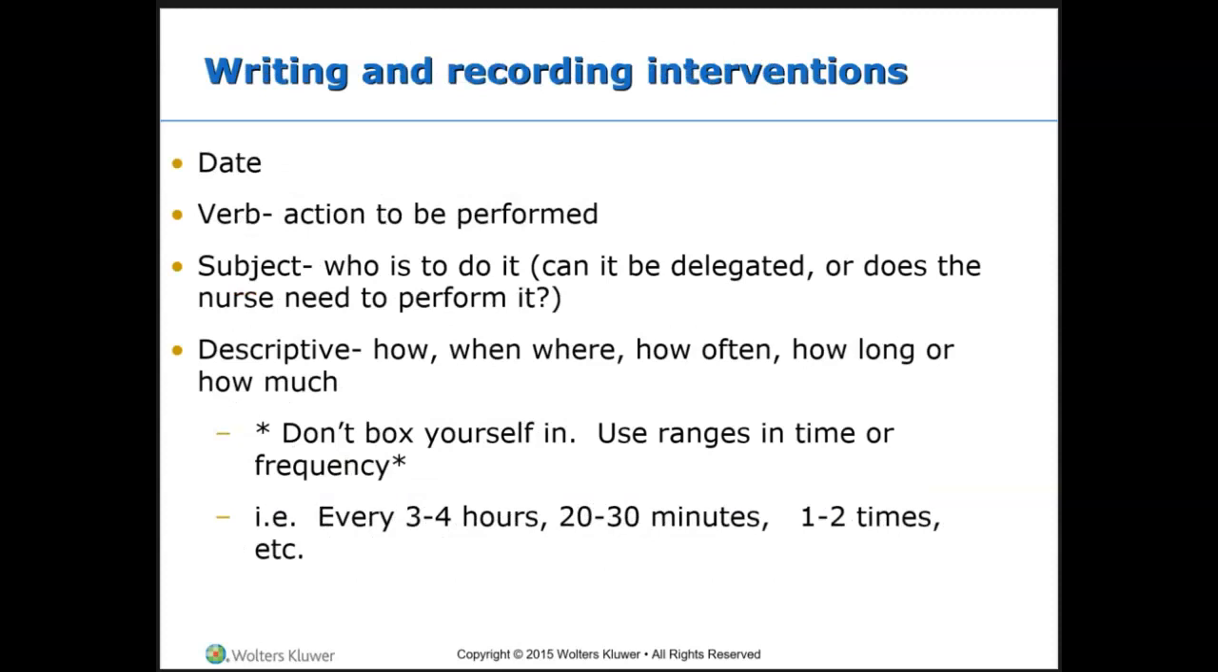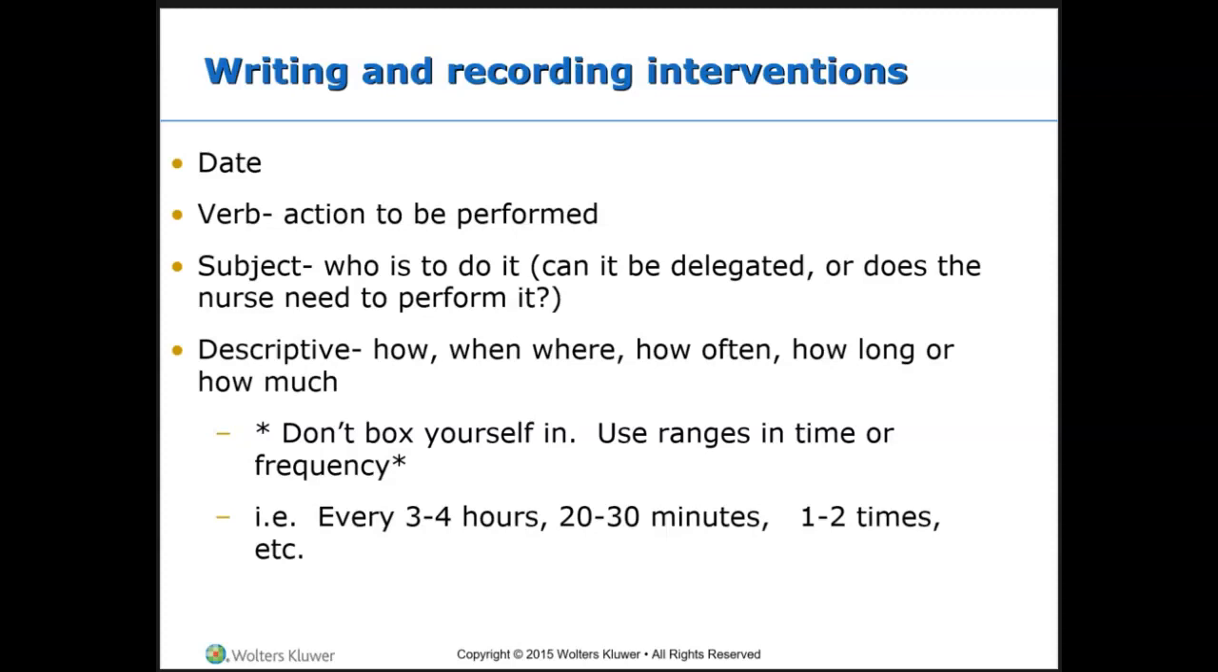Guidelines for composing and recording interventions are listed on this slide. I want you to think of writing interventions like following a recipe to make a meal. You need to have enough details in the instructions so that it's performed correctly, so that the patient can achieve the expected outcome. If you write just "ambulate the patient," that's it. How far? With assist or by themselves? With what? It's too vague. You need to be more specific.